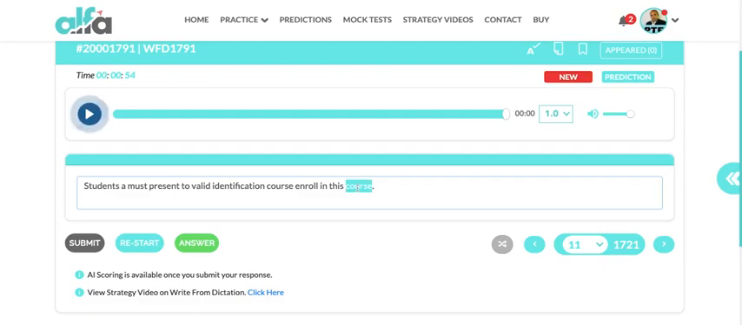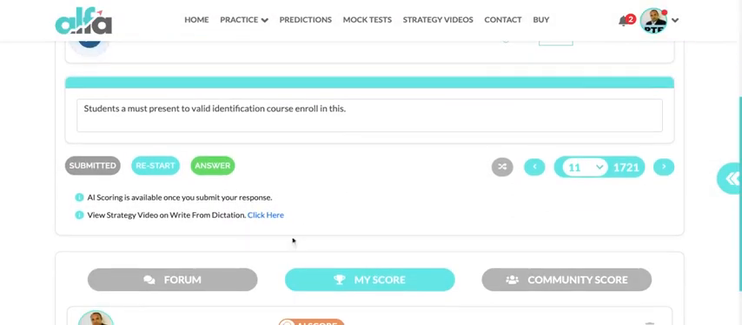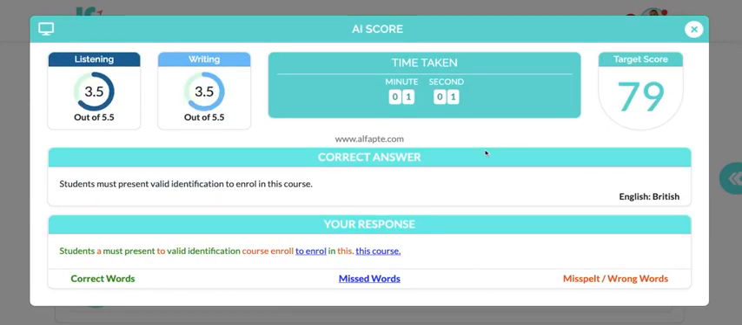So let's see what's going to happen. So let's have a look. Students are must present blah blah blah. So we messed up the order. So let's see how it is scored in terms of order. Students are. So "are" is in the wrong place, so we did not get points for that. Okay. So "this course" is again in the wrong place. "Enroll" is again in the wrong place.